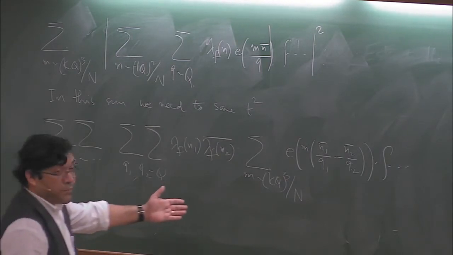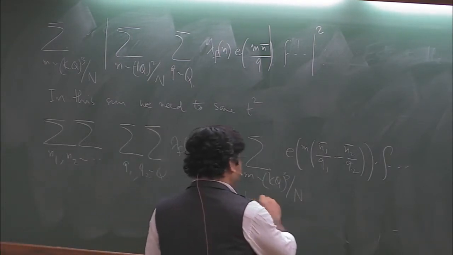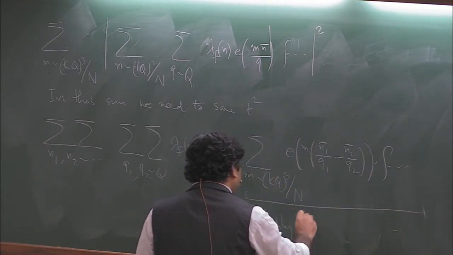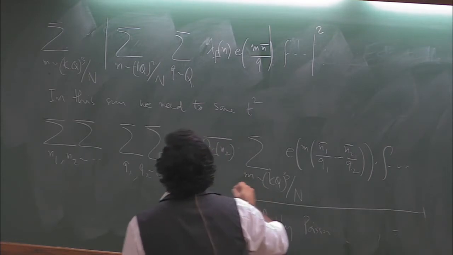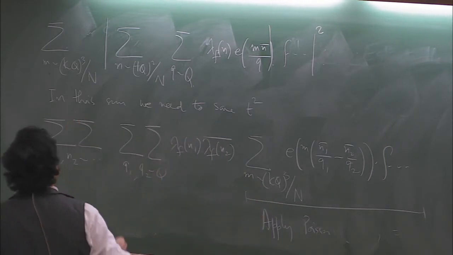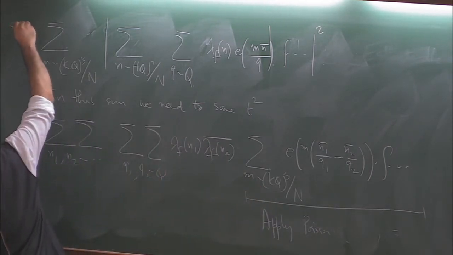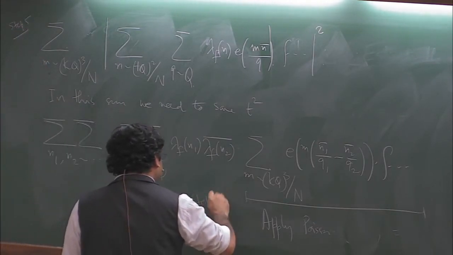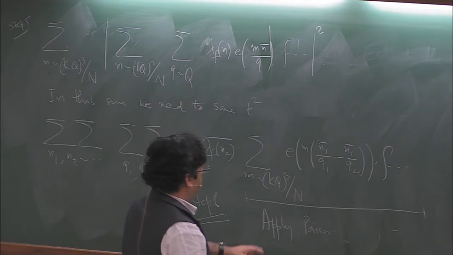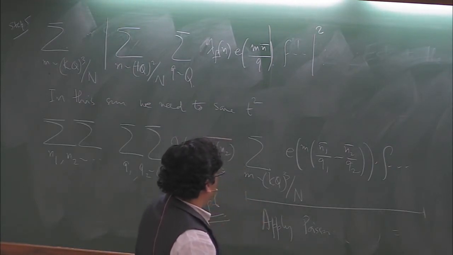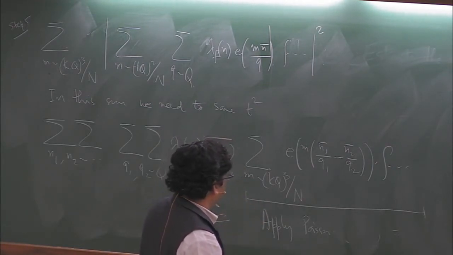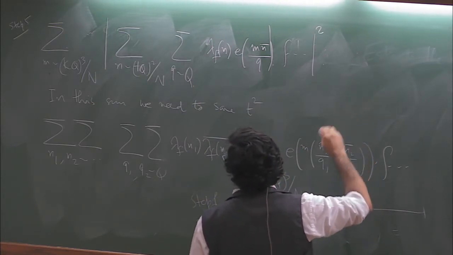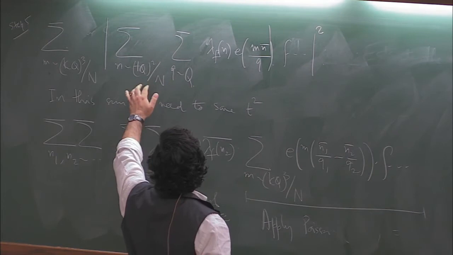Okay, so now I apply Poisson summation. The GL3 Fourier coefficients are gone, so apply Poisson. So this was step 5, and this is step 6. So when you apply Poisson, how much do you save? Yeah. So you cannot save more than what you have inside this absolute value square.